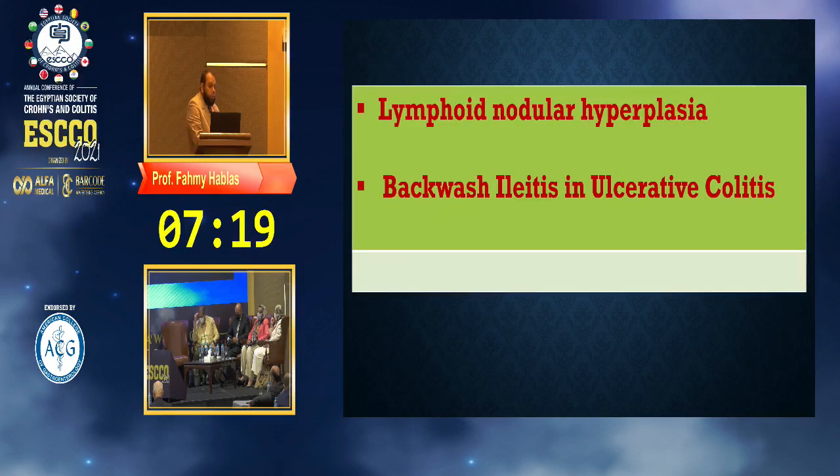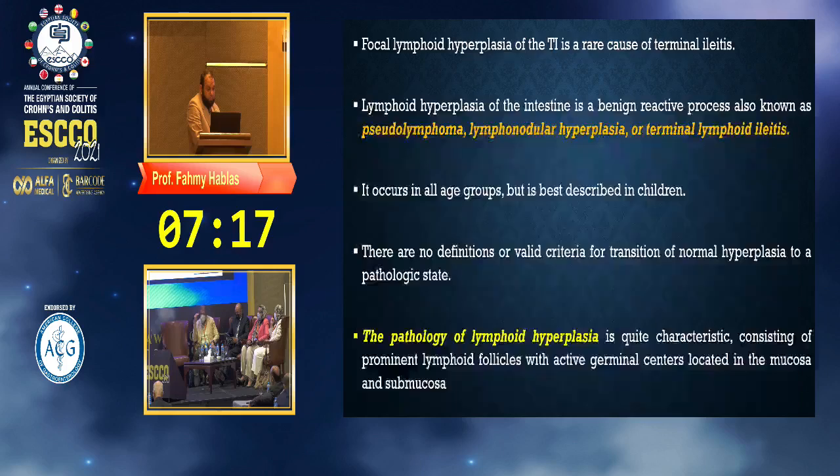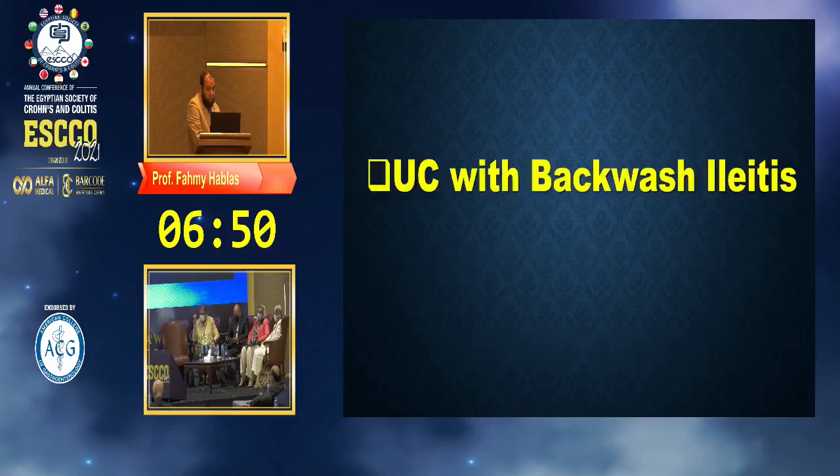Another non-infectious entity is lymphoid hyperplasia. Focal lymphoid hyperplasia of the terminal ileum is a rare cause of terminal ileitis. Lymphoid hyperplasia is called pseudolymphoma. It occurs at all ages, but commonly in children with viral infection. There is no definition or valid criteria for transition of normal hyperplasia to pathologic one. But lymphoid hyperplasia characteristically has lymphoid follicles with active germinal centers located in the mucosa and submucosa.